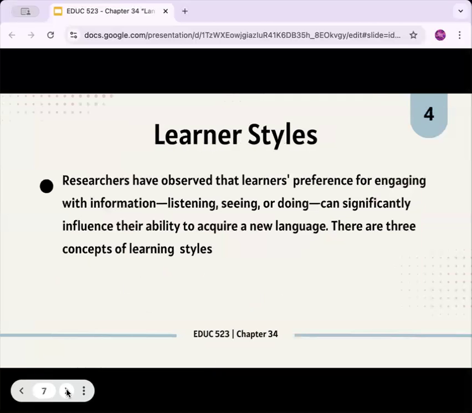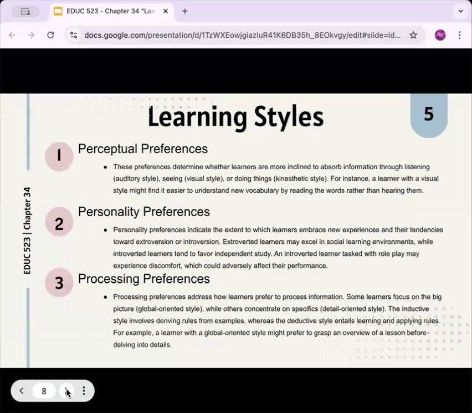So we're going to move on into learner styles. The exploration of successful language learning has revealed an intriguing connection between learners' achievements and their learning styles. Researchers have observed the learner's preference for engaging with information, listening, seeing, or doing, can significantly influence their ability to acquire a new language. We have three concepts of learning styles. We have the perceptual preference, the personality preference, and the processing preference.